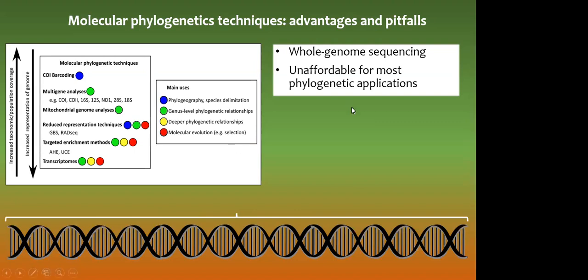Then the ideal approach would be whole genome sequencing. Whole genome sequencing would provide information about all the genome. So in that scale, it would be there, but it's still unaffordable for most phylogenetic applications because you can afford to have one representative of one species, but not all the species of one family, for example. So for most applications, it is not useful.